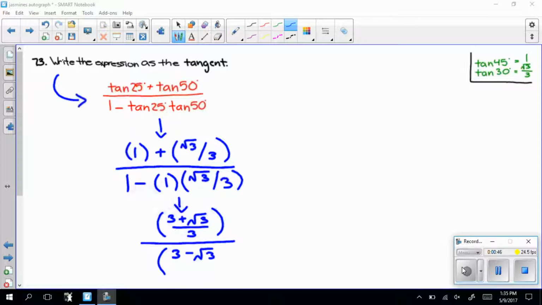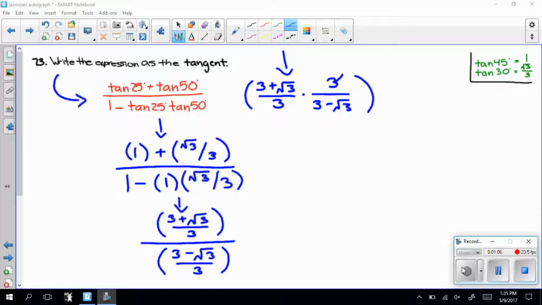This is then simplified down to 3 plus the square root of 3 over 3 minus the square root of 3 over 3. We can then use keep, change, flip to rearrange the expression into a multiplication and cross out variables. This will leave us with 3 plus the square root of 3 over 3 multiplied by 3 over 3 minus the square root of 3. The 3's on the top and bottom, numerator and denominator, are then crossed out, and we're left with 3 plus the square root of 3 over 3 minus the square root of 3.